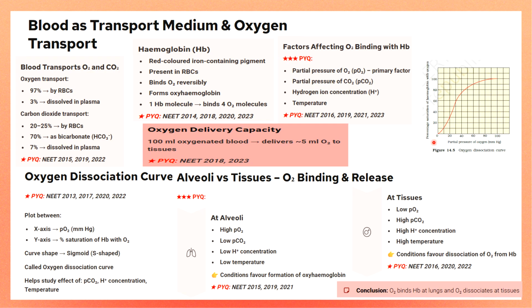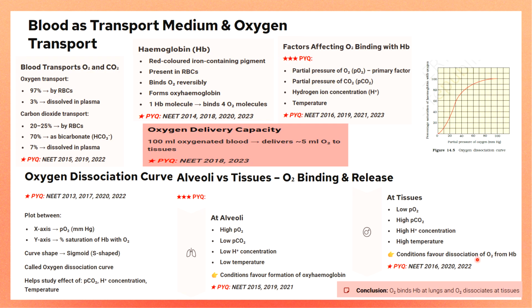All these conditions favor the binding of oxygen with hemoglobin at the alveoli. But at the tissue level, there is low PO2 or low partial pressure of oxygen, high partial pressure of carbon dioxide, high H plus concentration, and high temperatures. All these conditions favor the dissociation of oxygen from hemoglobin. So these factors are very important. You should remember what helps in the formation of oxyhemoglobin and what conditions favor the dissociation of oxygen from hemoglobin.